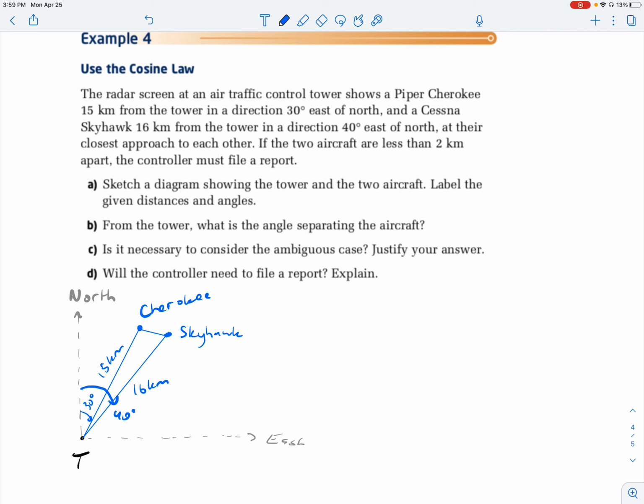Okay, so there's our diagram. Everything's labeled with all their angles and distances. So that's part A. Part B, from the tower, what is the angle separating the aircraft? So they want to know what's the angle in here. That's actually pretty easy. The big one is 40, the small one is 30, so just subtract the two. 40 minus 30 equals 10 degrees. So they're 10 degrees apart.